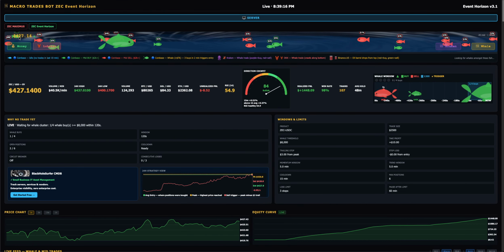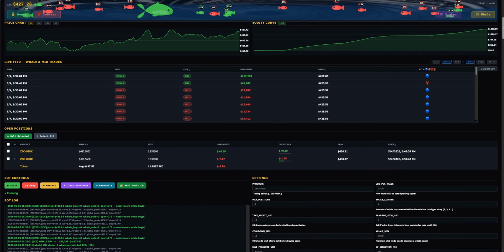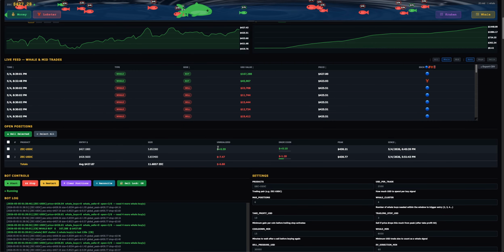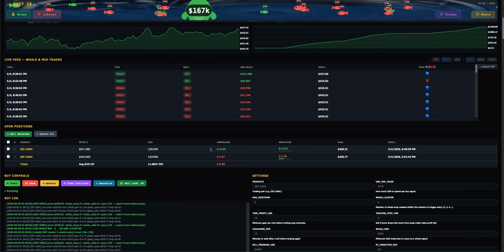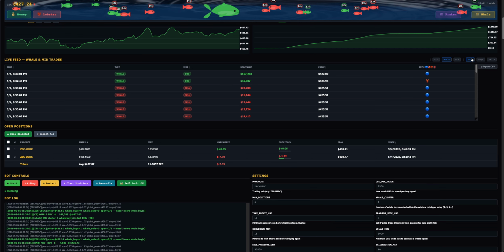So right now we're just kind of recovering this early mishap of buying these freaking stocks and immediately losing. That was not cool. Wow, $167,000 whale. I think this is gonna do well.